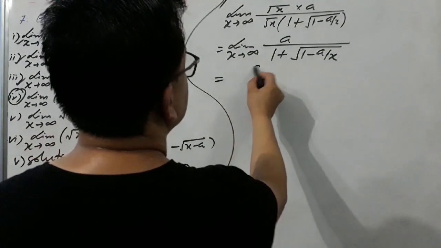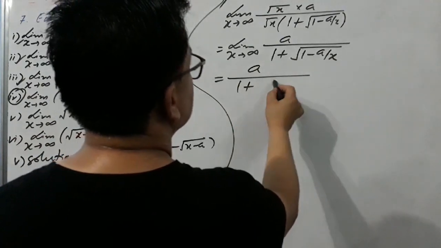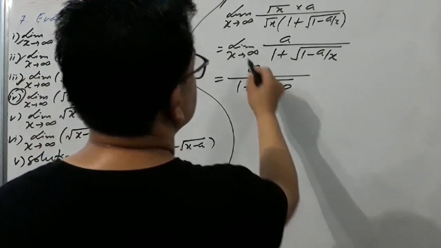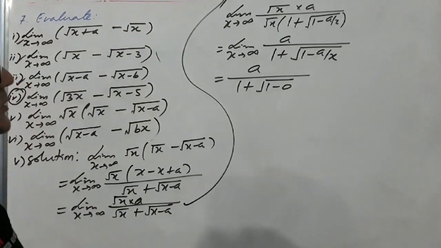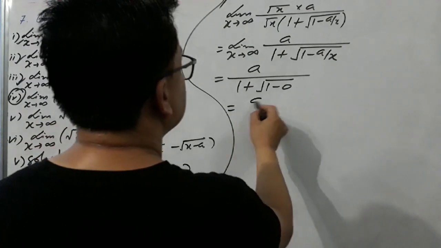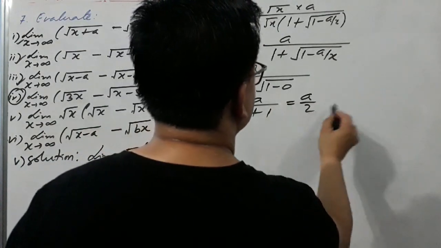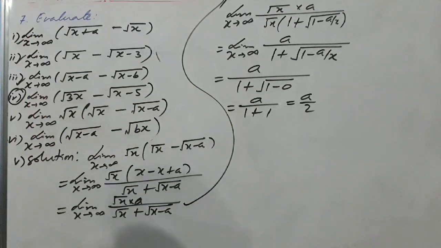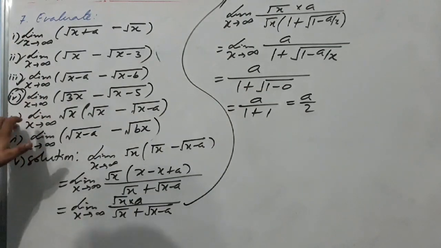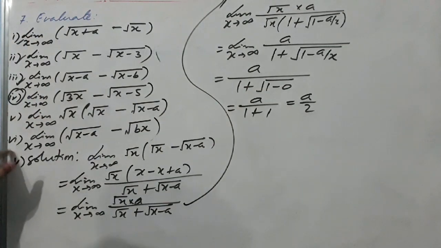Now it's very easy. You are going to get a over 1 plus root 1 minus 0, as we know that as x tends to infinity, a upon x tends to 0. So you get a upon 1 plus 1, which is equal to a upon 2. This is the limit of this function. Alright, this was question 5. Now I'm going to tell you the last question, number 6.